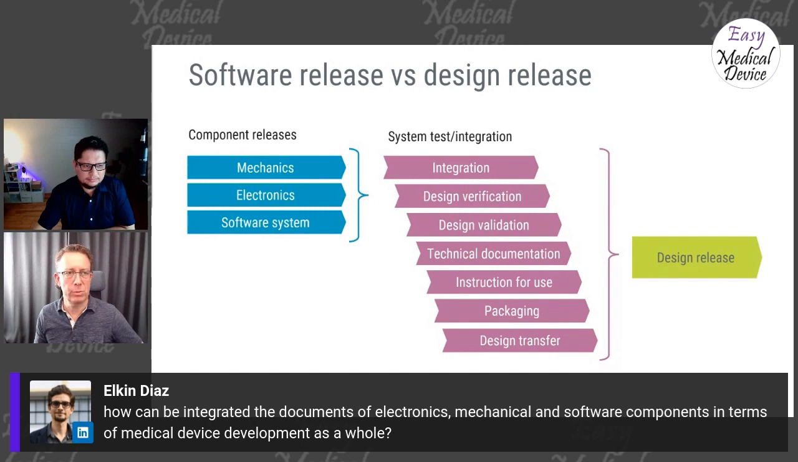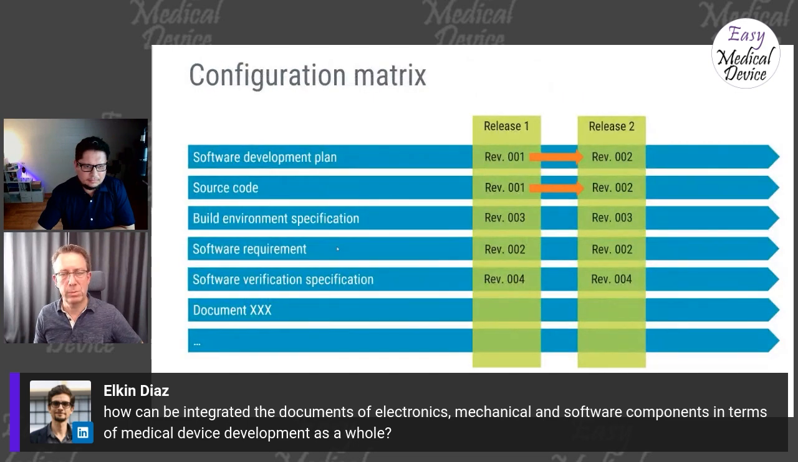How can the documents of electronics, mechanical, and software components be integrated in terms of medical device development as a whole? What I would do, if I were to decide, is think in these terms. I would perhaps make a configuration matrix for each of those domains, or I would have a combined configuration matrix, including mechanics and electronics as well, in the long list. So bundle them all, because in many cases, if you're working in embedded software, you have a heavy dependency on the hardware you're running on. They really come together, and that's why I think they deserve to be in the same context. So I would just keep on listing the items.